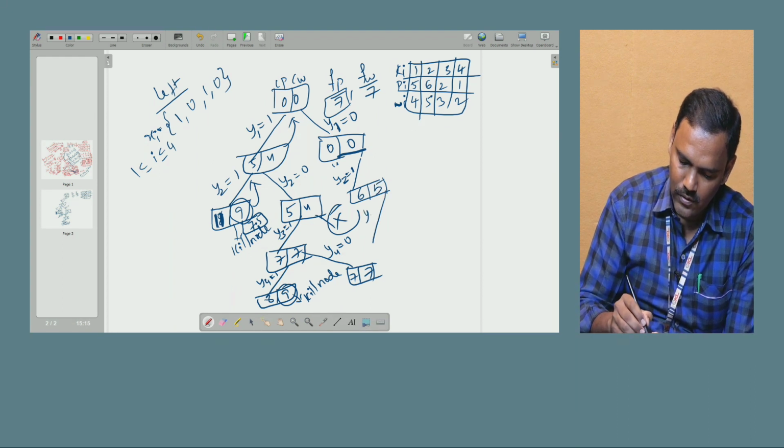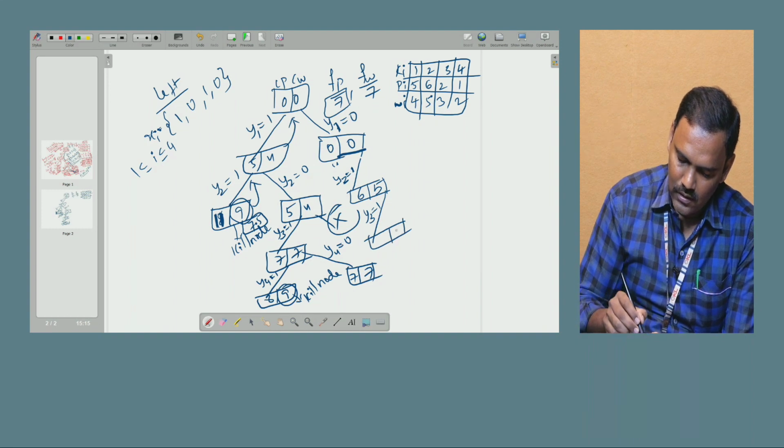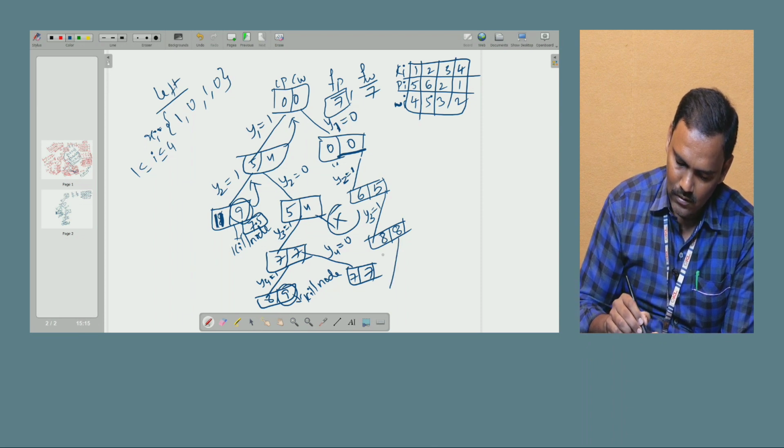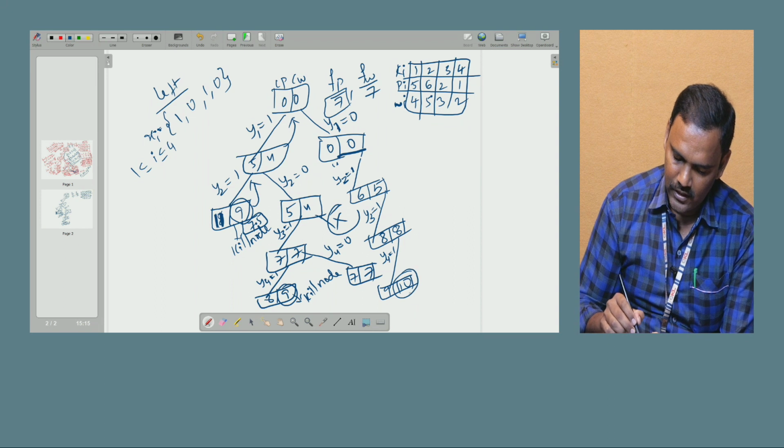Again you will go for y3 equal to 1. Then what you are going to be getting? The m value equal to 8 and the y value equal to 8. Again if you go y1 equal to 1, then the m value is going to be 10 and the profit you are going to be getting. If you see here again it is violating, and so that we will kill this node.